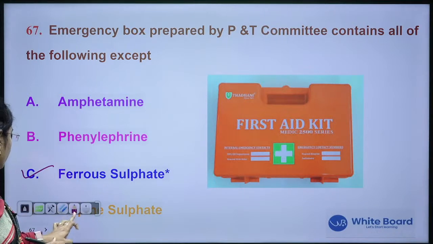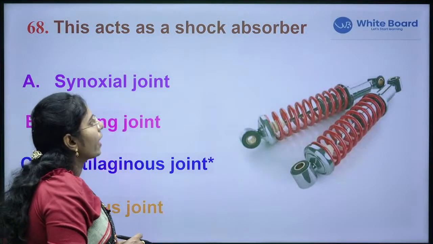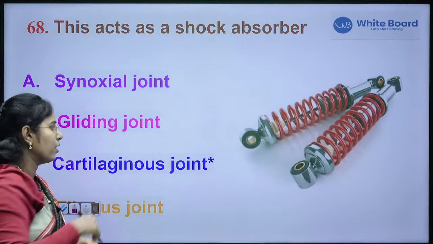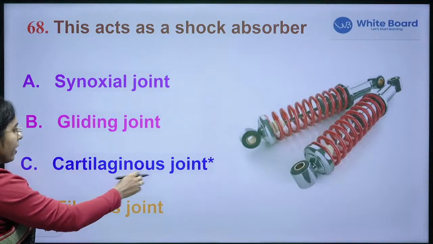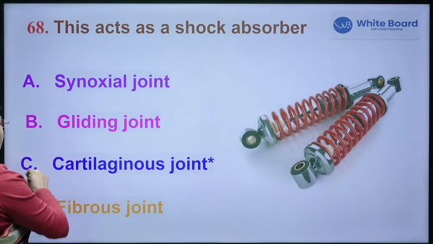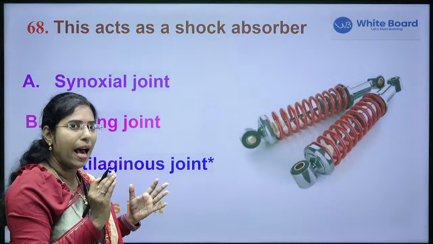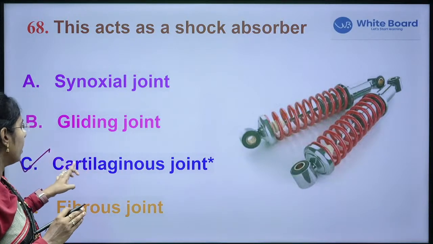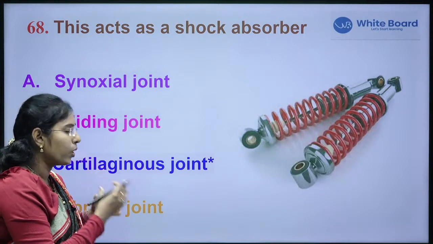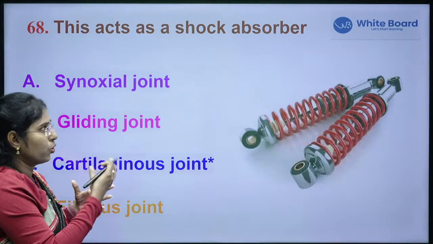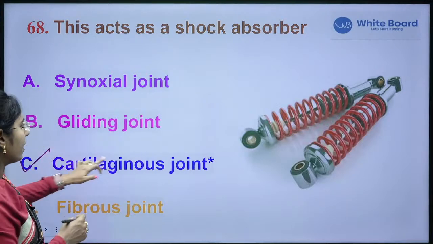So, coming to the next question. This acts as a shock absorber. All these joints, we have also discussed in the previous class: synovial joint, gliding joint, cartilaginous joint and fibrous joint. Here, cartilaginous joint gives shape to our nose, ears and larynx, etc. Okay. So, this acts as a cushion, means it protects the bones from shock, it acts as a shock absorber and protects our bones. So, that is cartilaginous joint.